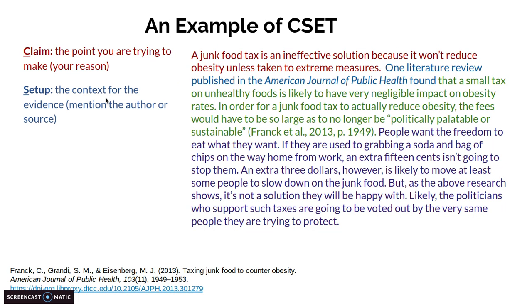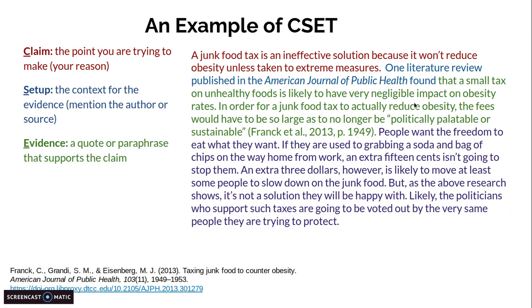Next up, we've got the setup. Setup is the context for the evidence. So this text in blue here: one literature review published in the American Journal of Public Health. So notice what we've got, some context. We mention the source, it's coming from the American Journal of Public Health. We mention the type of source, a literature review. So that setup is introducing the next step, the evidence.